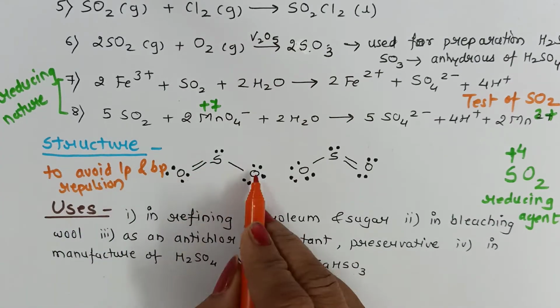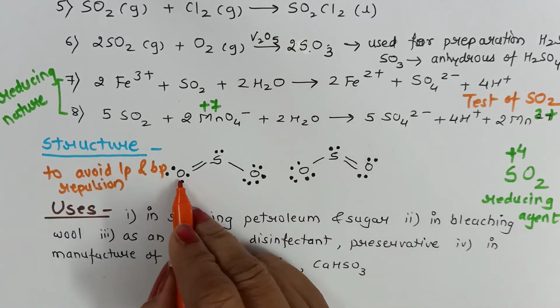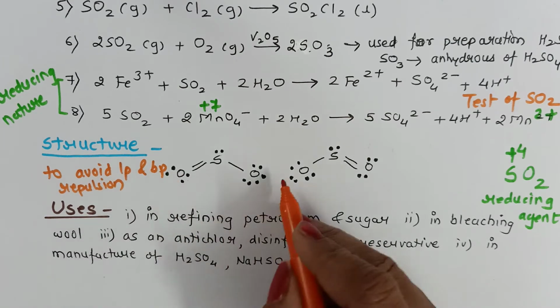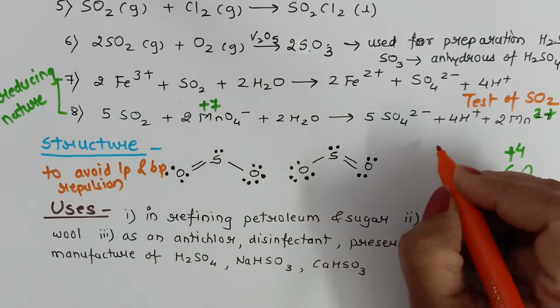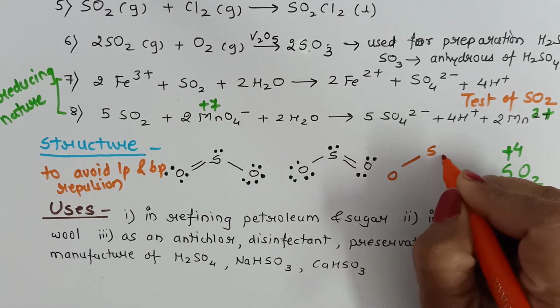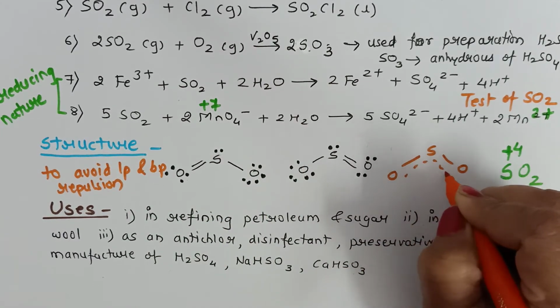It has a resonating structure, with 2 lone pairs on one oxygen atom, 3 lone pairs on another oxygen atom, and 1 lone pair on the sulfur atom. So to avoid the bond pair and lone pair repulsion, sulfur dioxide shows a bent shape. We can show the canonical structures.